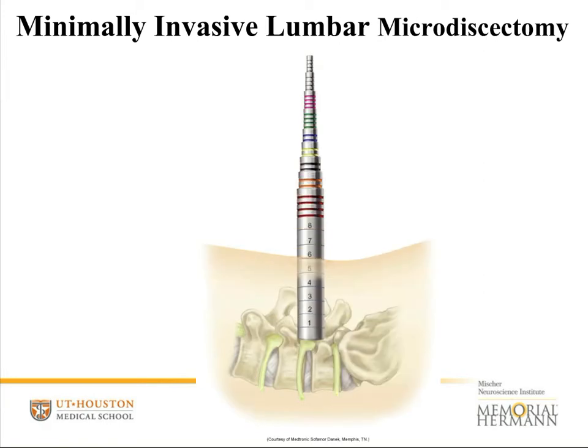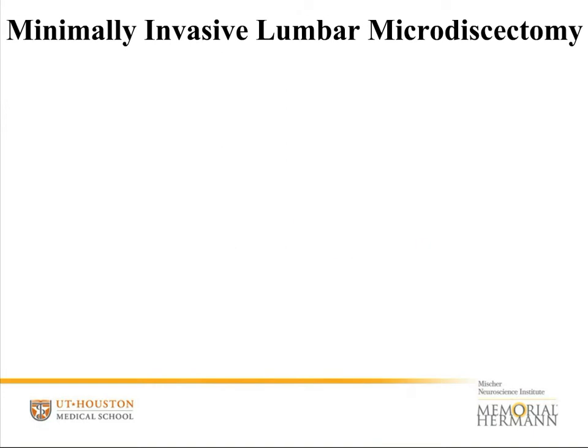The way that we address this is a minimally invasive lumbar microdiscectomy. We make a very small hole right here through the skin. This is a tubular retractor that we put all the way down to the area where the disc is. Again, these are the vertebral bodies here, the disc is here, and the nerve root being squished by the disc is right there.